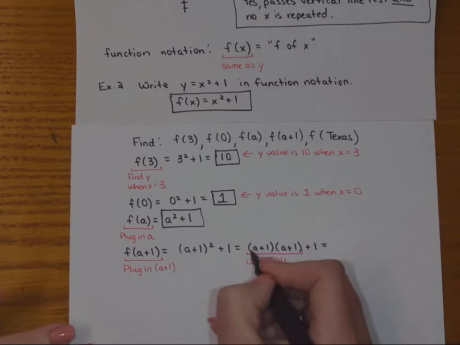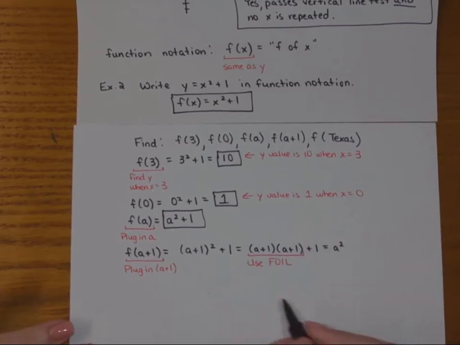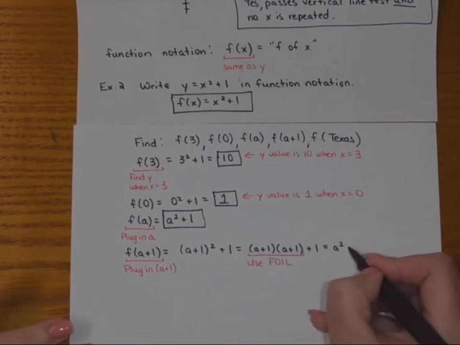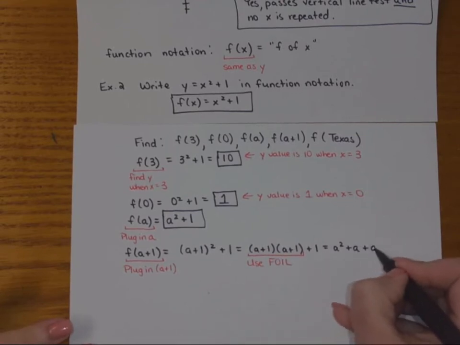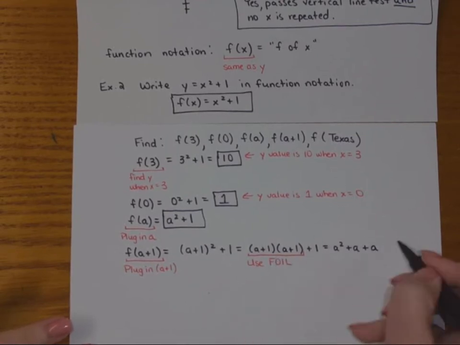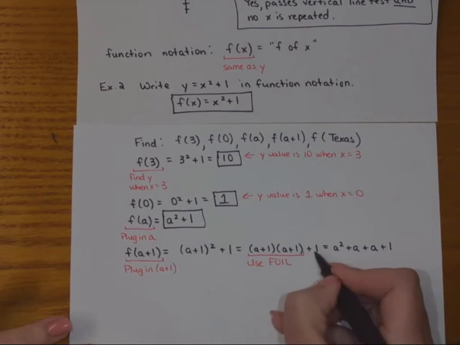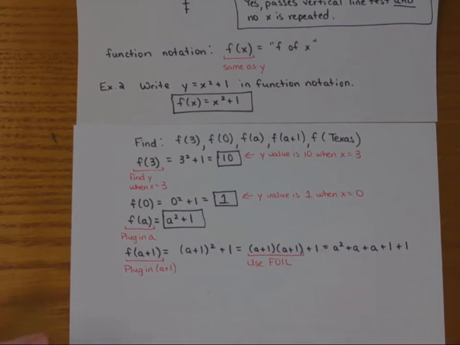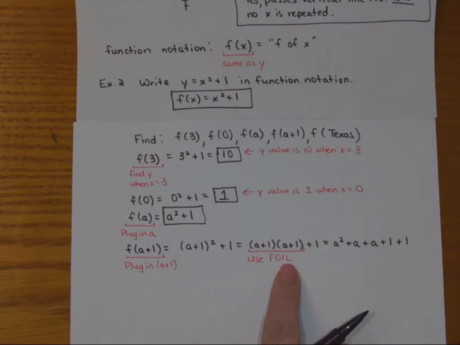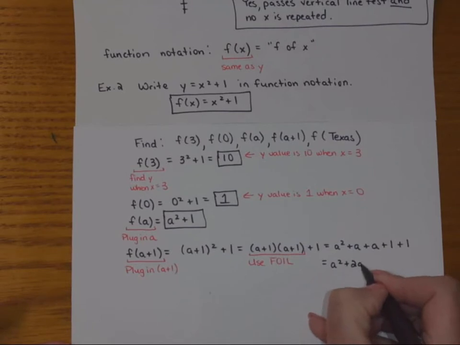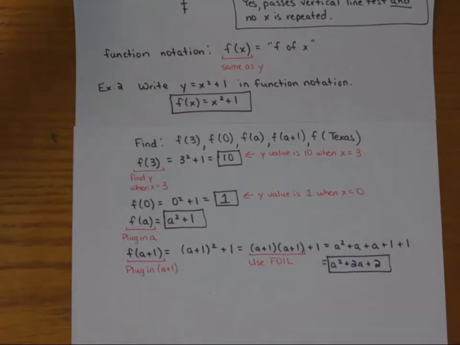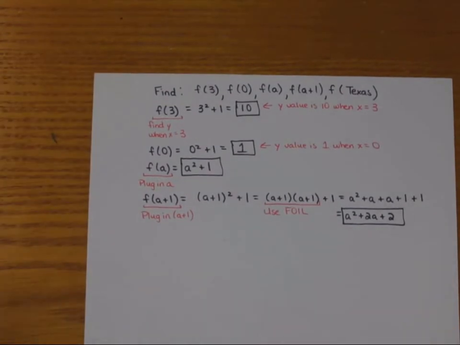So a times a for first is a squared, a times 1 for outside is a, 1 times a for inside is another a, and then 1 times 1 is 1. And then don't forget this plus 1 here too. In other words, I got a plus 1 from the L step of FOIL, but then I still had my plus 1. So now we can combine like terms, so we get a squared plus 2a plus 2. And that's as far as we can go. Notice nothing I have left is actually like terms, so I can't combine any of those.